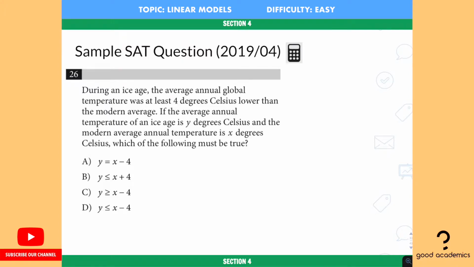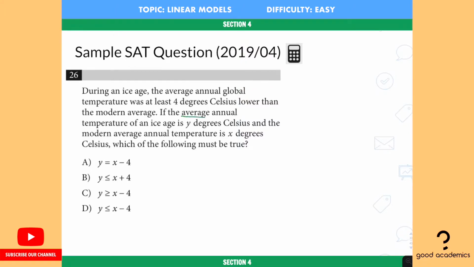Now, this question is asking you to describe the relationship between two variables. You have X, you have Y. The average annual temperature of the ice age is represented by Y, and the modern average annual temperature is represented by X. What we know about the relationship between the two temperatures is that the ice age temperature was at least 4 degrees Celsius lower than the modern age.